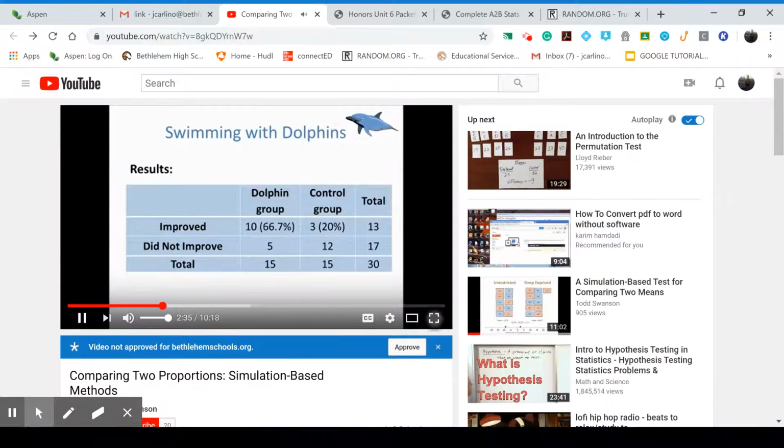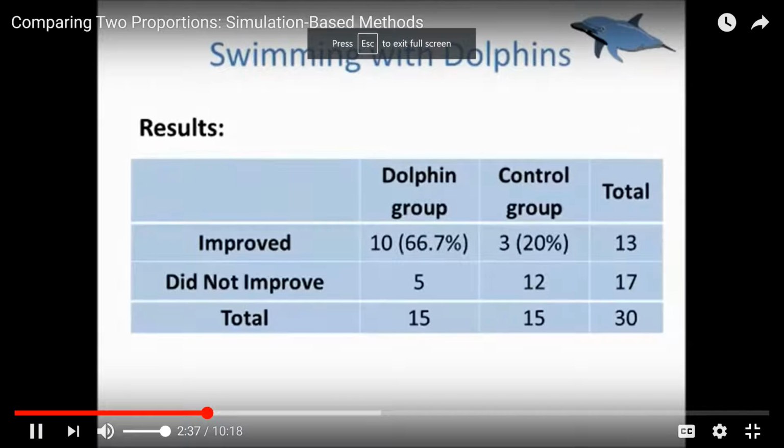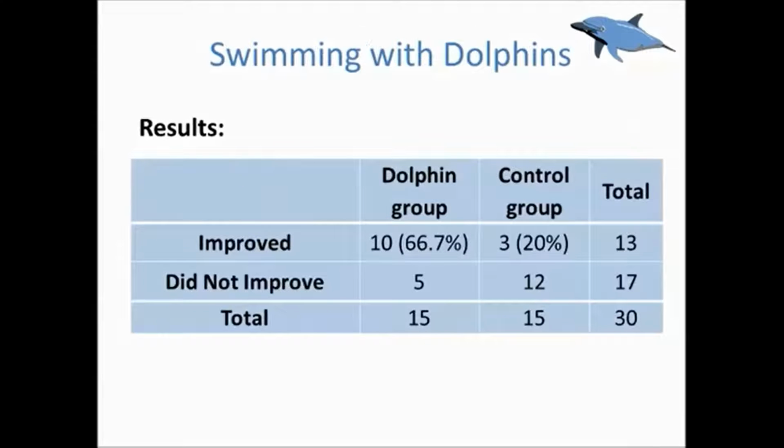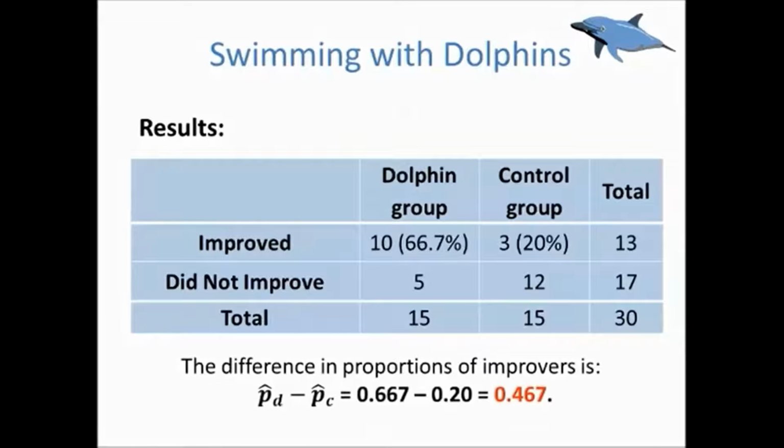A summary of the results are shown in the two-way table. Same table we have. We see that subjects in the dolphin therapy group were more likely to show substantial improvement. In this group, 10 of 15, or about 67%, showed substantial improvement compared to only 3 of 15, or 20% in the control group. Our observed statistic is the difference in the proportion of improvers, or 0.467. This is what we just found. This appears to be quite a substantial difference.